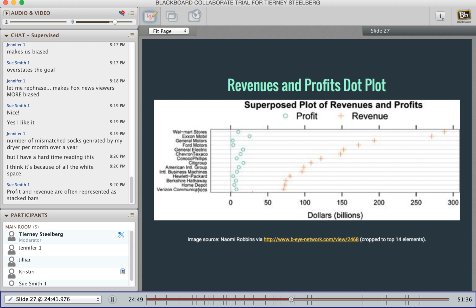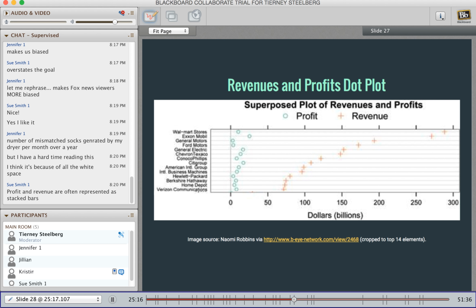Sue Smith says profit and revenue are often represented as stacked bars. It's very true. There are advantages and disadvantages to both chart types, I think. With the stacked bar, I often find that I have trouble comparing the stacks on top with one another since the stacks on the bottom are different heights. That throws things off for me. All right, great. We can move on to the next chart type.